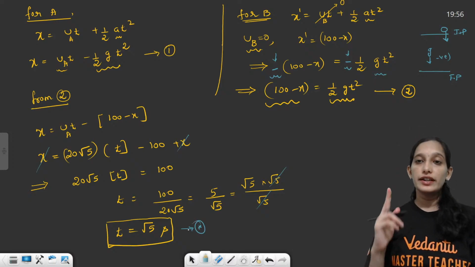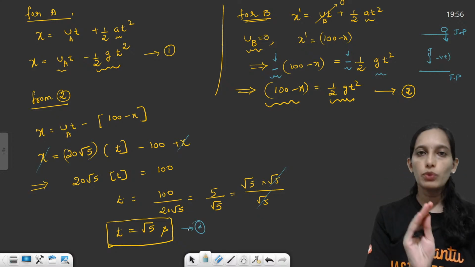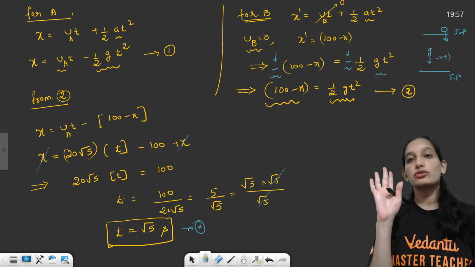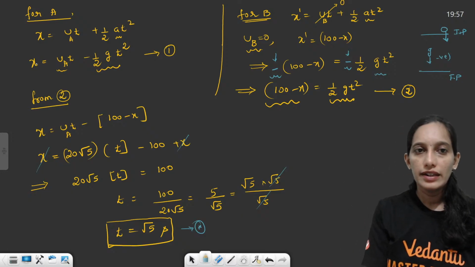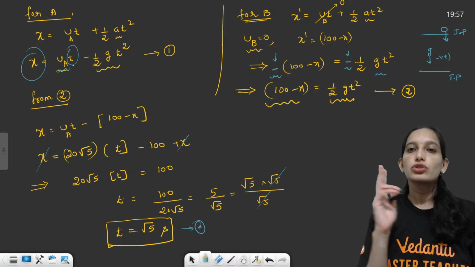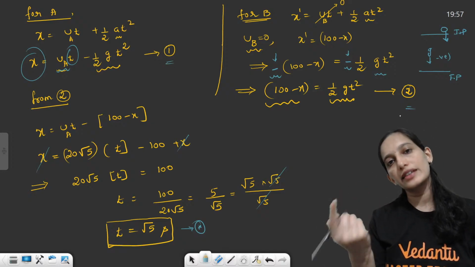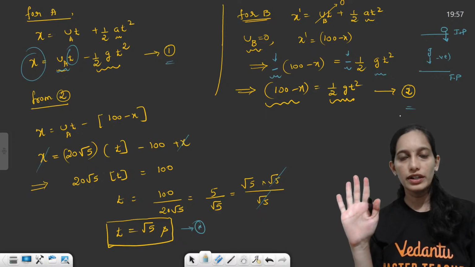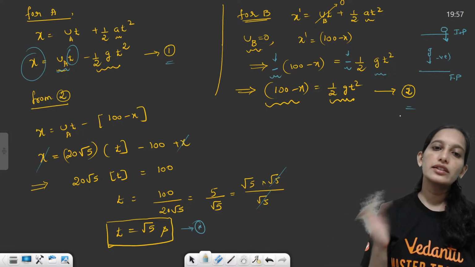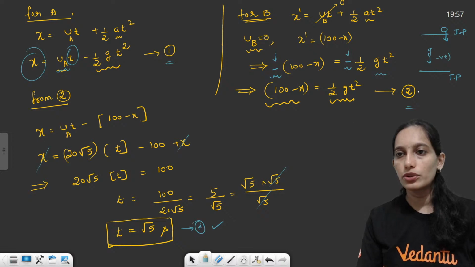There are two unknowns and we have two equations, so somehow you eliminate one, you get one unknown, and then you substitute back and find the other unknown. That is the method. Here x is unknown, t is also unknown, but u is already known. So two unknowns, two equations, equation 1 and equation 2. Eliminate either x or t, that's your choice. You can eliminate time or x in the first step, find the other one and then substitute back. Now I got t as root 5 seconds, I'll put it in equation 2.